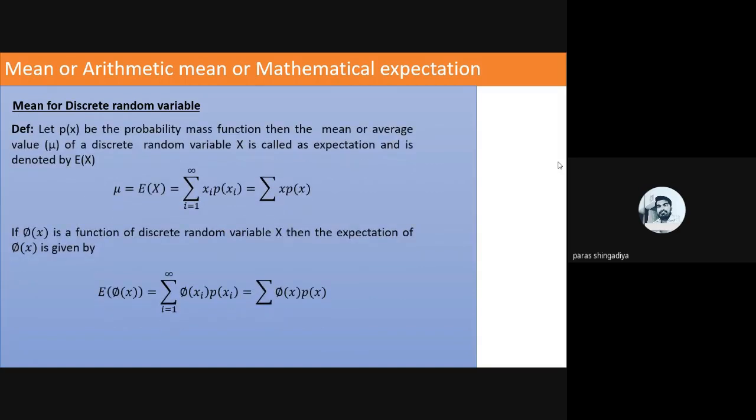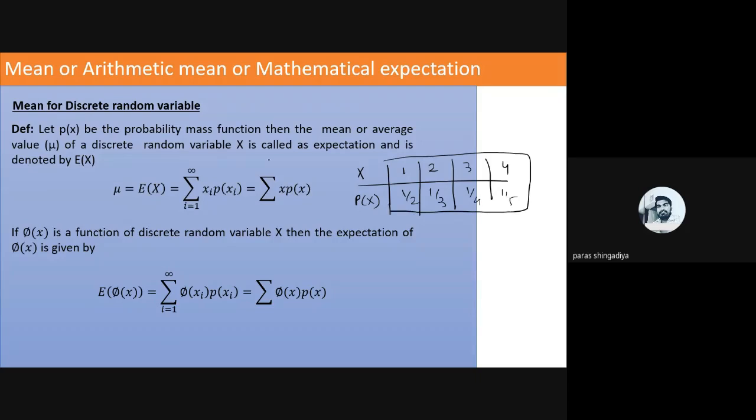So here, which type of data is given in this example? A distribution table will be there, with the values of x and their probabilities. Here 1, 2, 3, 4 are the random variable values with probabilities 1/2, 1/3, 1/4, 1/5. This type of data will be in the table. And now check the arithmetic mean of this data. So how can we find the arithmetic mean?